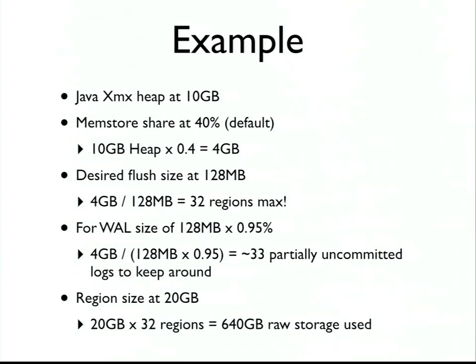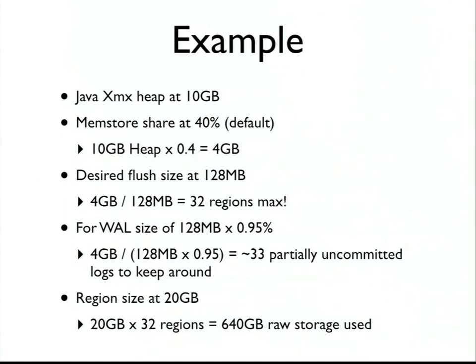Here's the math. Assume you have 10 gigs of heap for the Java process. 40%, I said by default, is for the memstore, 20% for the reads. So 40% is 4 gigs. For the write side, you want a 128 megabyte flush size, so divide the 4 gig that you can actually keep there by 128, and you can only have 32 regions maximum.